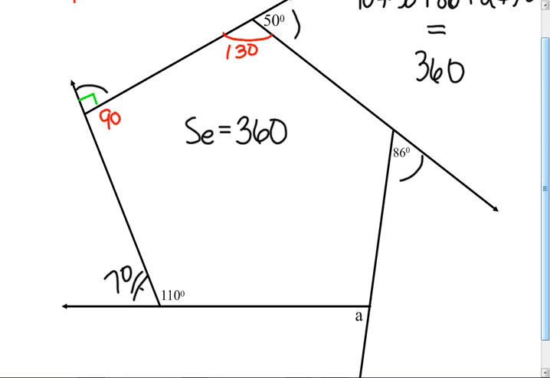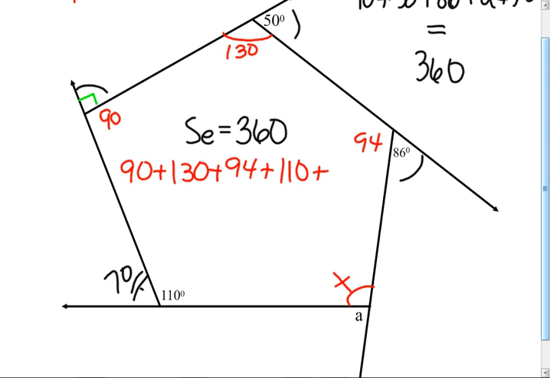What's the next one? 94. I have a tough time with that. Getting better at it. And this isn't going to give me A. This is going to give me 180 minus A. So let's call it X. So if I add these up, 90 plus 130 plus 94 plus 110 plus X has to equal, now this is a pentagon, so it's going to be 5 minus 2 times 180. I had to use that formula. I can. Nothing wrong with it.